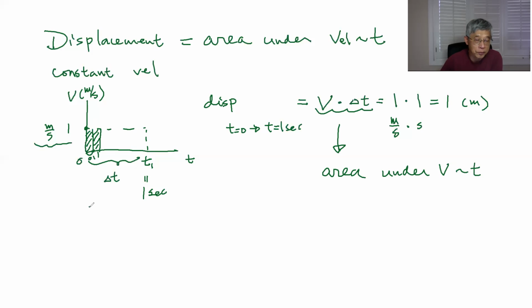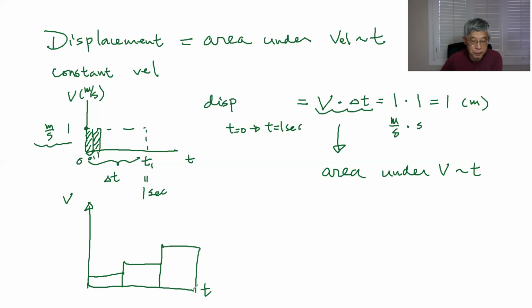So now if we have a velocity that's not constant. So let's say you have something like this, and next second you have something like that, and next second you have something like this. So for example, that's t equal to 3, t equal to 2, t equal to 1. And let's say this velocity equal to 1, and this velocity equal to 2, and that's velocity equal to 3. So this is 1, 2, 3.